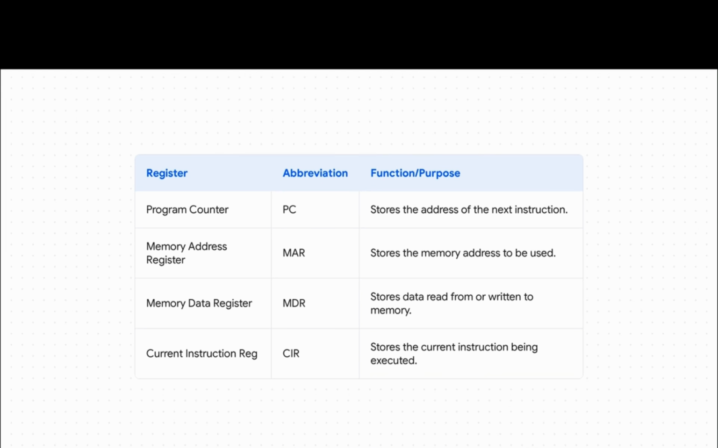All right, let's look at the key players here. You've got the program counter, or PC. That's like a bookmark, always pointing to the next instruction in line. Then, for moving data, you've got this great team, the MAR and the MDR. The MAR holds the address of where to go, and the MDR is where you temporarily store the actual data you get from that address. And finally, the current instruction register, or CIR, is holding the one instruction that's being worked on right this second.